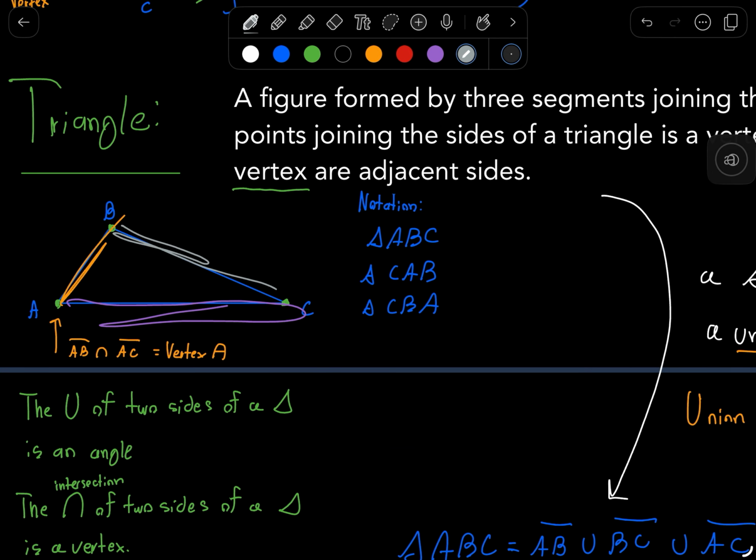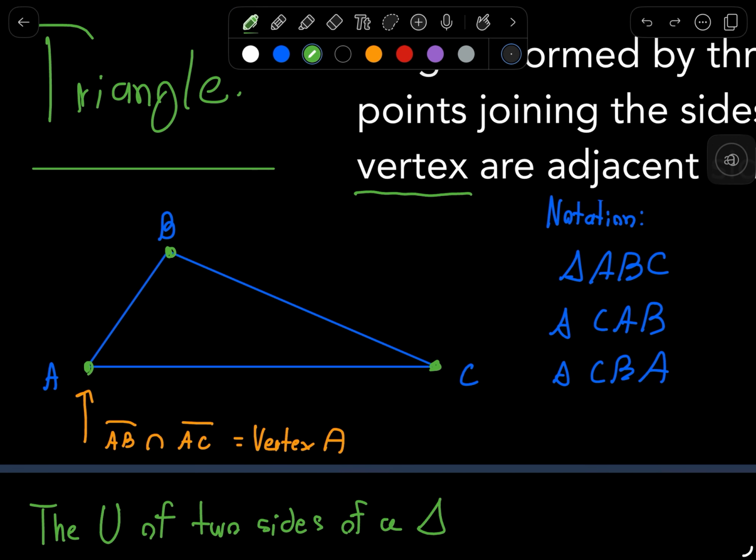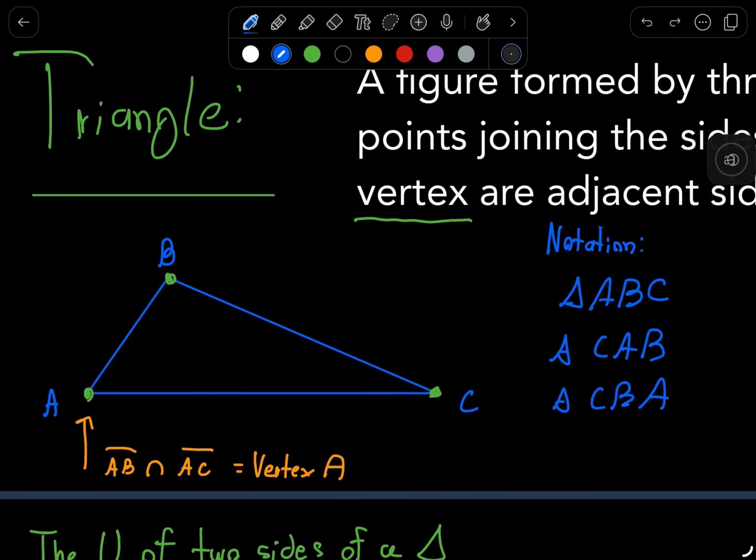Now, that's different from an intersection, because intersection is when you have multiple distinct figures that are sharing a common region or a common figure or a common location. So, for example, I think the best example for an intersection in a triangle is if you look at two sides. If you look at segment AB, and then segment BC, the intersection of those two segments is going to be B, because they intersect at point B.